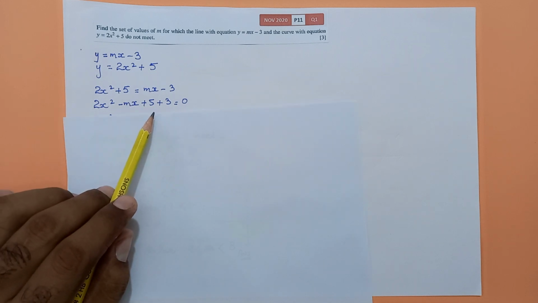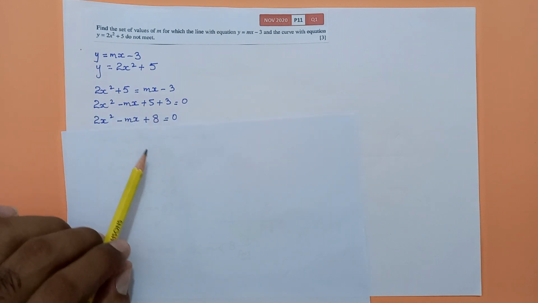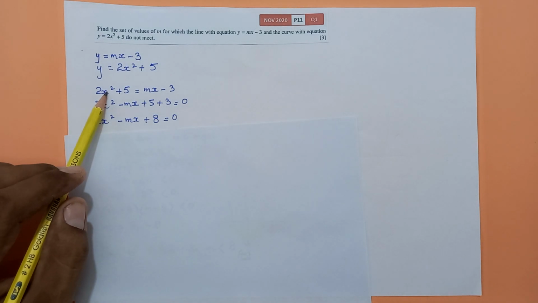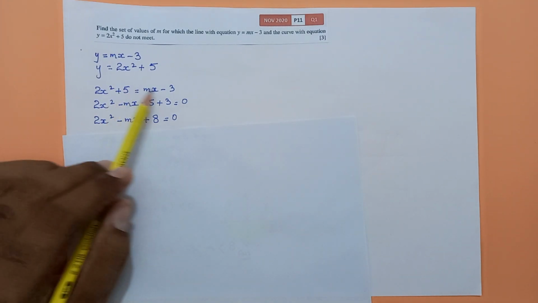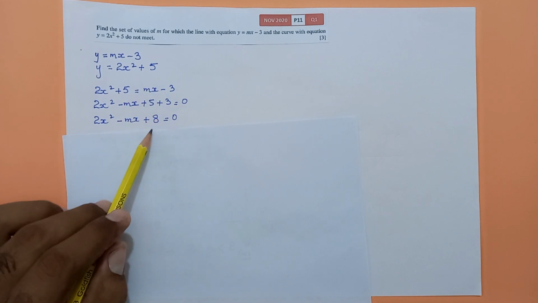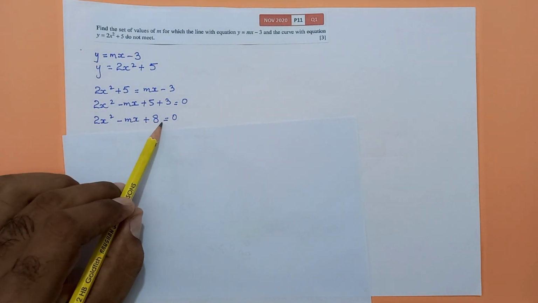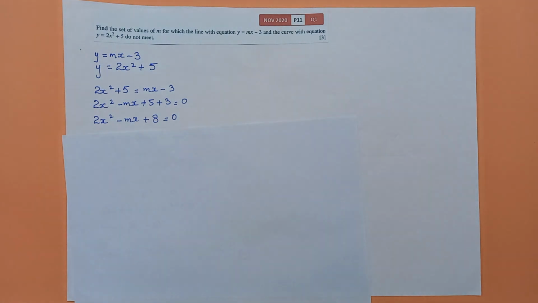and convert it into a proper quadratic equation, like 2x square over here, this mx over here minus mx, and this 5 and negative 3 over here, positive 3 plus 8. Now it is a proper quadratic form equal to 0.